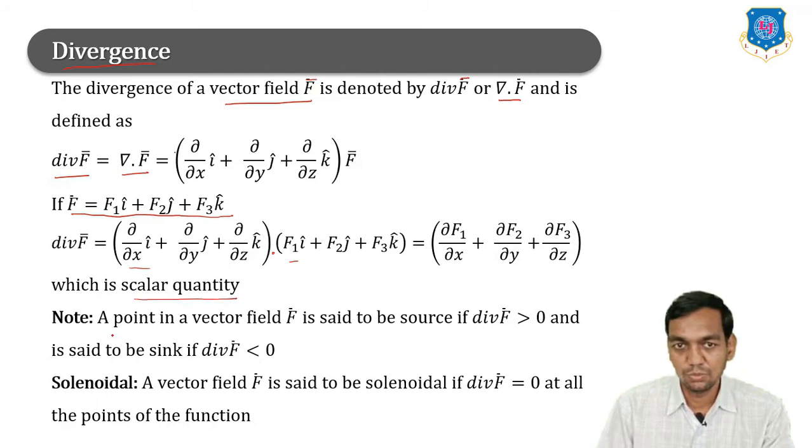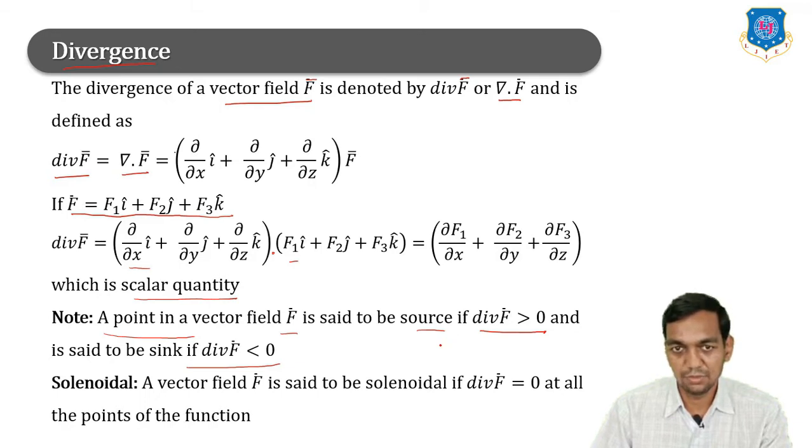A point in a vector field f bar is said to be a source field if the divergence of f is greater than 0 at that point, and it is said to be a sink field if the divergence of f is less than 0. Divergence is a scalar quantity. If it is greater than 0, the field is a source, that means it is going to give something. But if the divergence is less than 0, then it is a sink field.